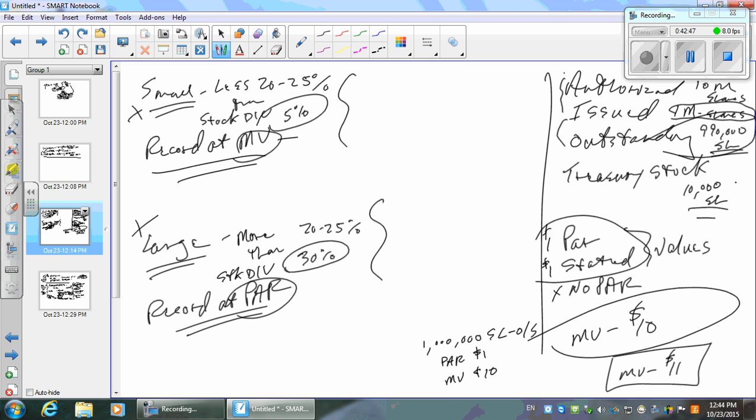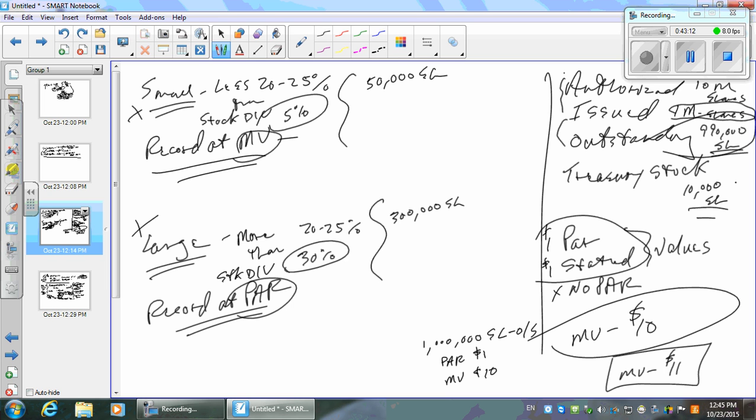Okay, so what would be a 5% dividend? There's 1 million shares outstanding. What's 5% of that? How many shares is that? 50,000 shares. How many shares would be on the large one? 30%. 300,000, right? Everybody agree with that? 1 million times 30%. This is simple, okay?